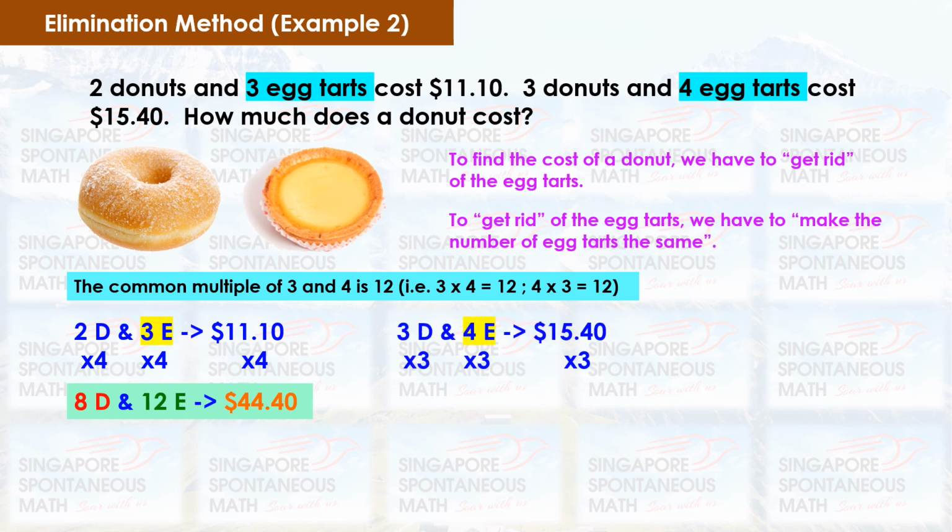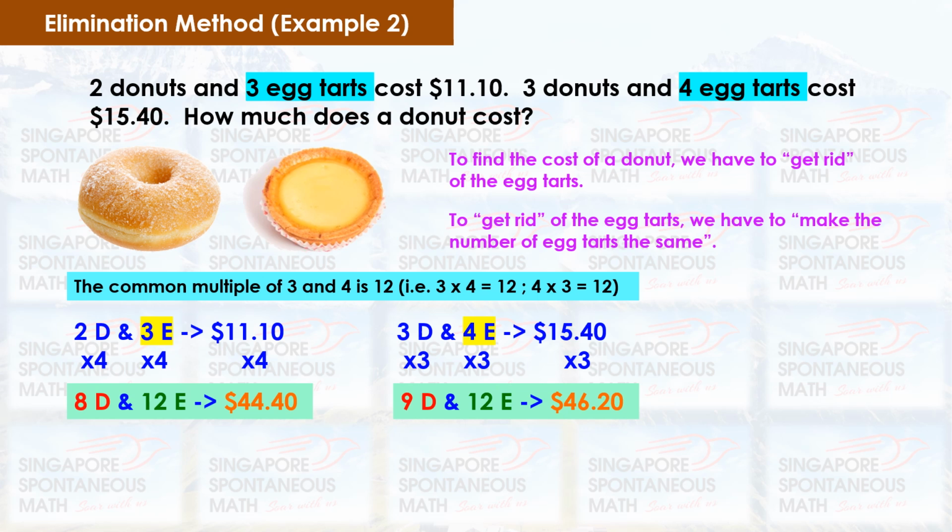In the second equation, we have to obtain 12 egg tarts as well. 3 donuts and 4 egg tarts cost $15.40. To obtain 12 egg tarts, we have to multiply the entire equation by 3. 9 donuts and 12 egg tarts cost $46.20. Look at these two equations.